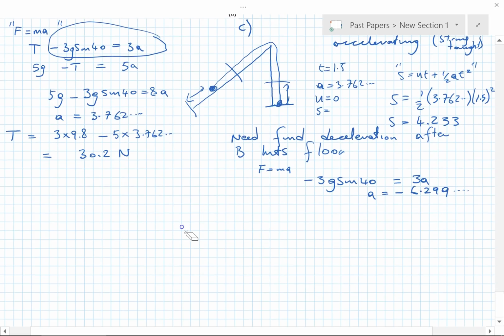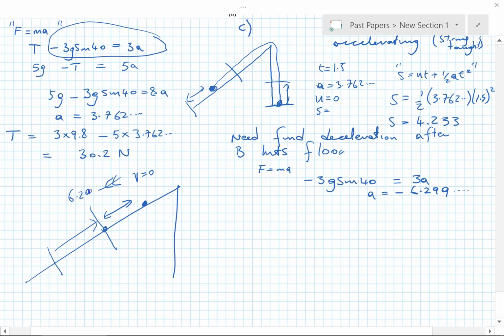Let's do the diagram again. It's already travelled this distance whilst it's accelerated. We need to work out the distance now where it travels whilst it's decelerating, that extra distance there. The deceleration is 6.299 down the slope because it's now slowing down. We know this distance here, which we're going to add on at the end. We know it's already travelled that whilst it's been accelerating.